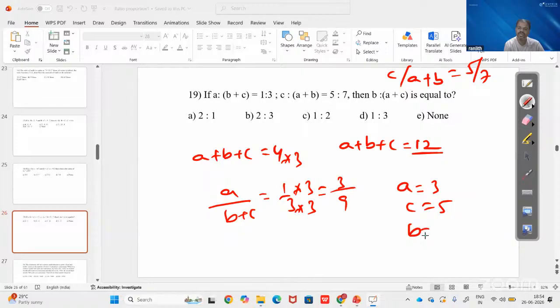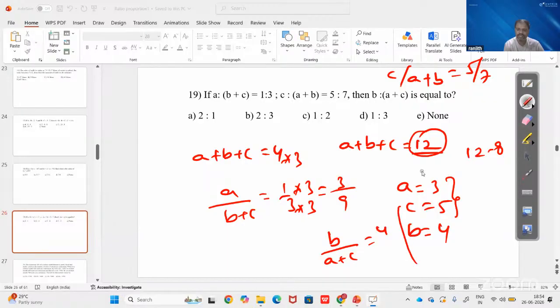Then B equal to ఏమైతుంది, టోటల్ 12 లో, సో 3 plus 5 equal to 8. So 12 minus 8 equal to 4. So B equal to B by A plus C. So 4 out of 12 లో 4 cancel అయితే 8. So 4 by 8 ante 1 by 2. So the answer is 1 by 2.